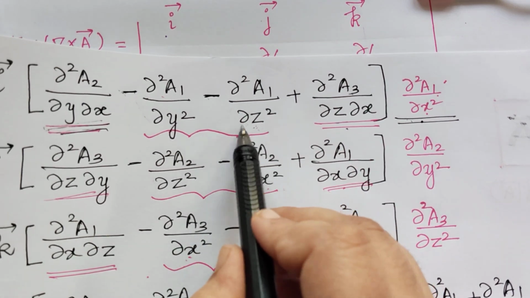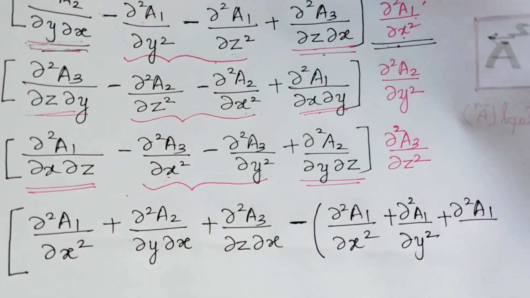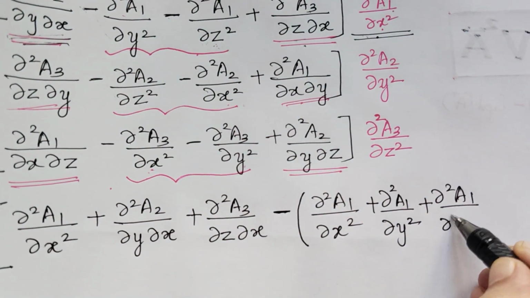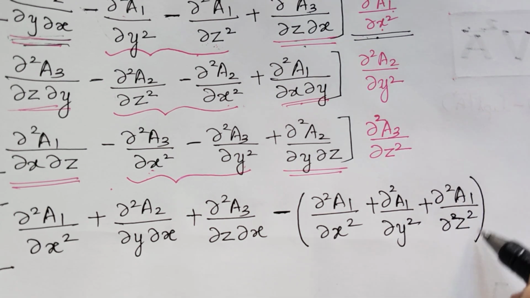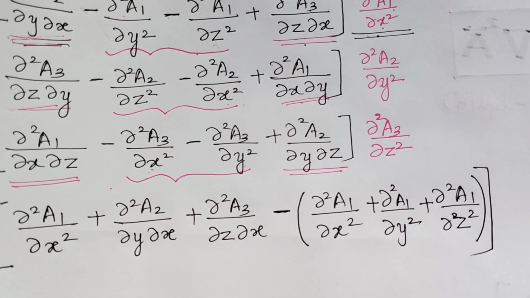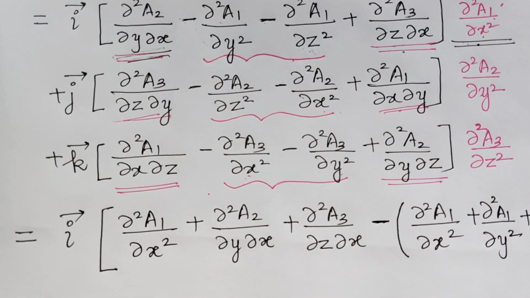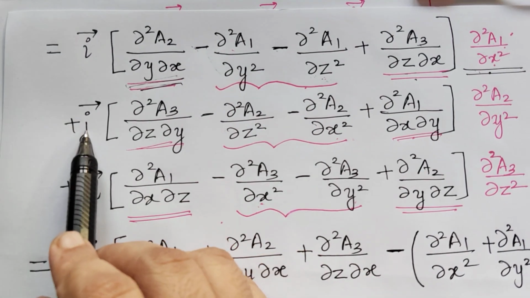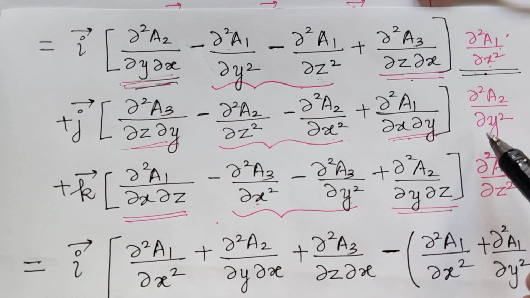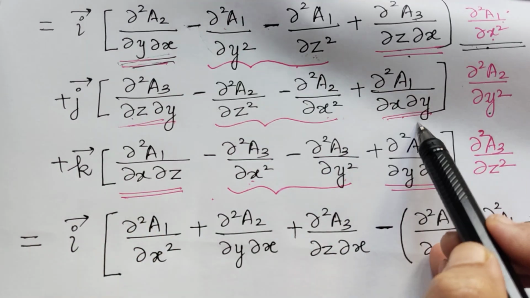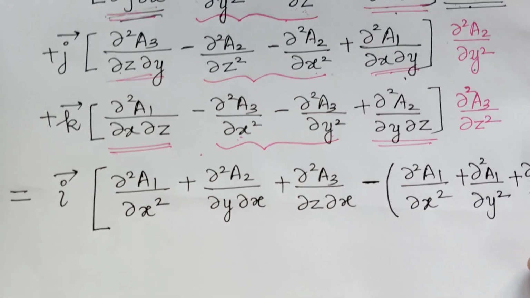Can you see that? Yes, so this one. So dou square, dou z square. So I have combined it in this manner. In a similar manner, we can do for jth component. That is, dou square a2 by dou y square has to be added to these two terms. So let me add and write and show you.